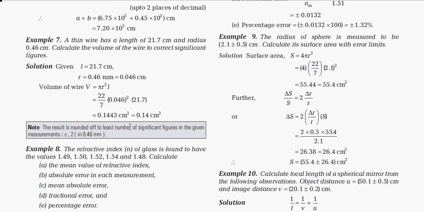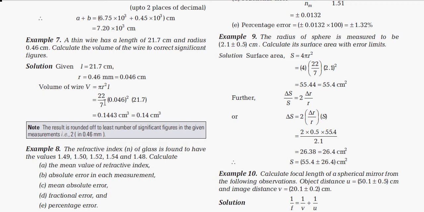A thin wire has a length of 21.7 centimeter and the radius is 0.46 millimeter. Calculate the volume of the wire to the correct significant figure. Let's start with this. The length is given, the radius is given, so we will find the volume. Since the wire is in cylindrical form, the formula is pi r square h. H is the height, the length, so here it is pi r square l.